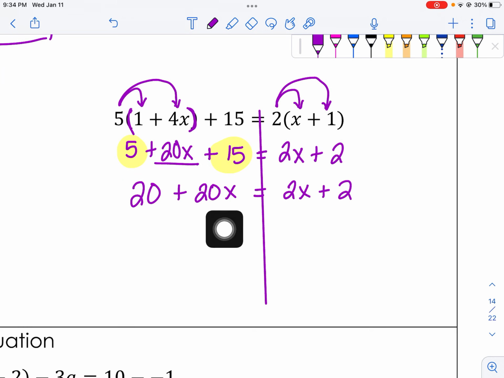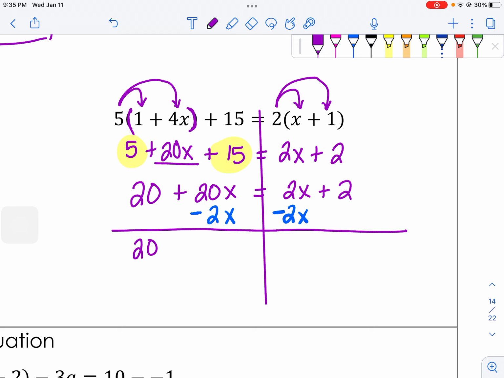Now I need to get my x's all on one side because I have x's on both the left and the right. So I like to move my x's to the left. So it's a positive 2x, so I'm going to subtract 2x. Make sure you bring the x with it. Then make sure you line it up with the x term, so the term on the other side that also has a variable x. So minus 2x here.